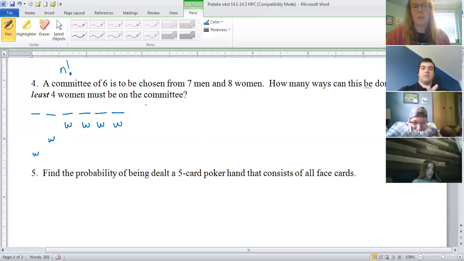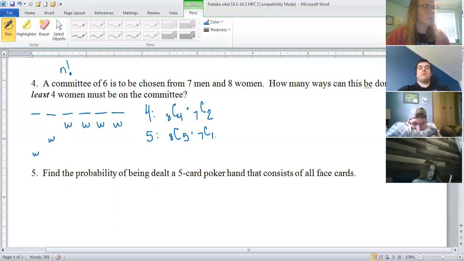So if we have a group of just 4 women, let's see, from the 8 that are women, we would choose 4 of them, but we need 6 altogether on our committee. So then from the 7 that are men, we would need 2 more, so we could get that total of 6. Okay. And then if we want to choose 5 women to be on the committee, we would have 8 choose 5, but then we would need 1 more man, so 7 choose 1.